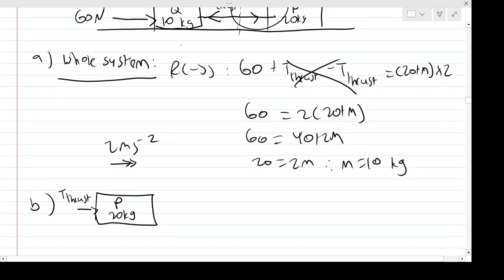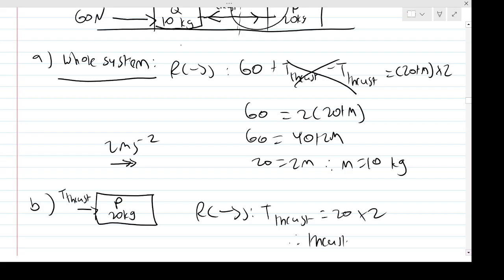Okay. And so if we use F equals ma, if we resolve forwards then, well, the only force that's forwards is the thrust, right? Then that equals mass times acceleration. Well, it's 20 for the mass times 2. So the thrust is 40 newtons there.